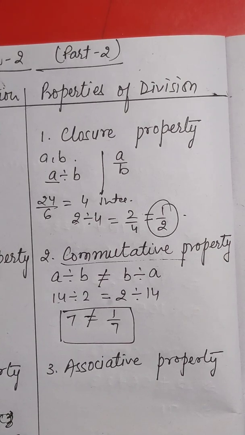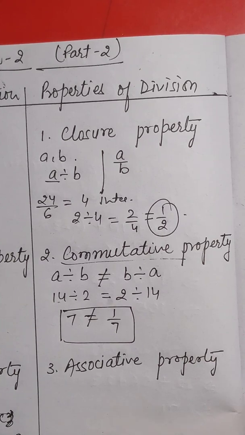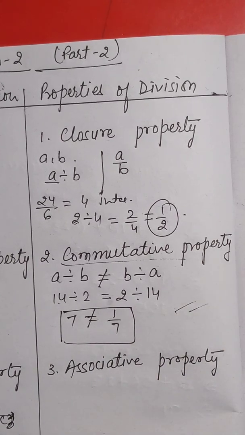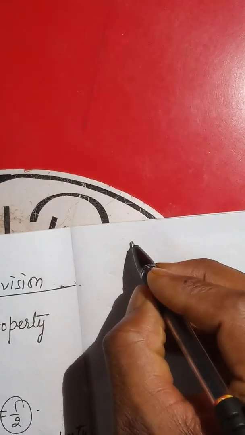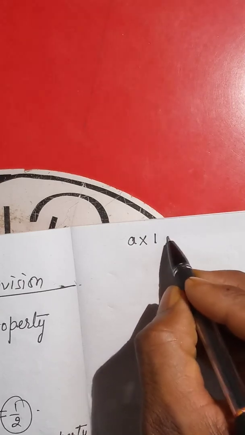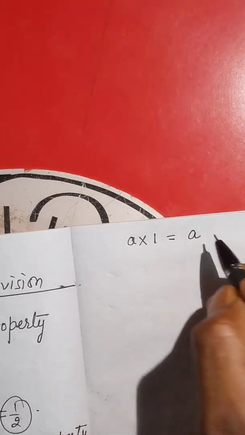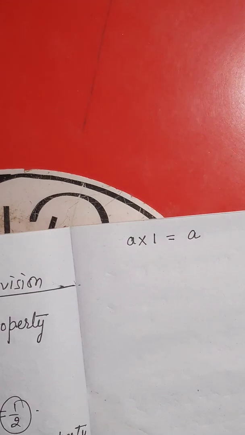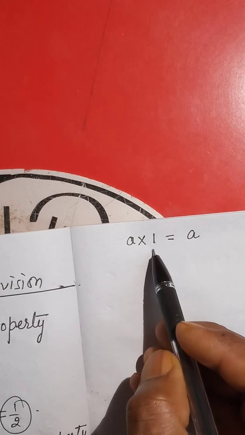the division of integers. Now the associative property is also not applicable for that, because the commutative property is not applicable. One more thing: if any integer a is multiplied by 1, we get the same result, a. It proves the existence of identity. Here the integer 1 is the identity under multiplication.